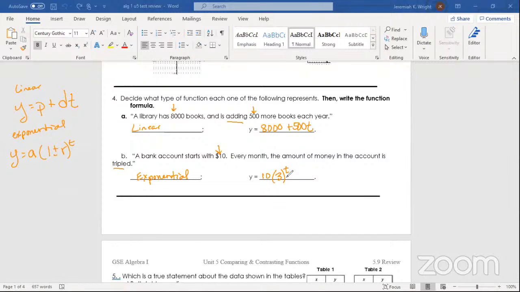So you start at month 0 with $10 because 3 to the power of 0 is going to be 1. 10 times 1 is just $10. Then month 1, 3 to the power of 1 is 3. 10 times 3, $30. Then the second month, 3 to the power of 2 is 9. 10 times 9 is 90, right? So you can see that that function works.